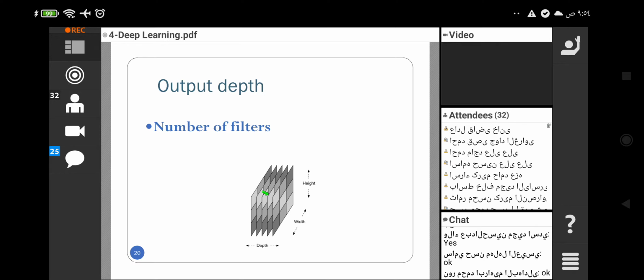One other point about the convolution layer is the number of the outputs. It's called output depth. The number of outputs of a convolution layer depends on the number of filters or kernels that we have in the convolution layer.